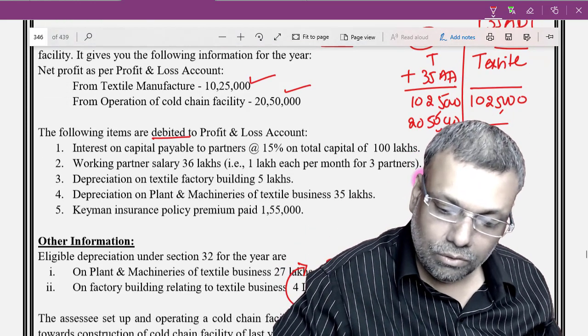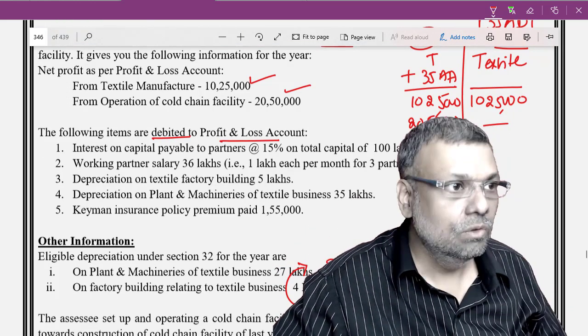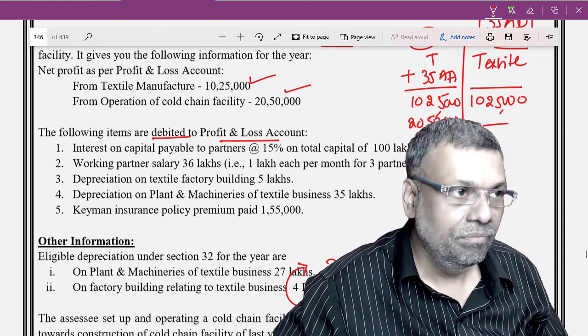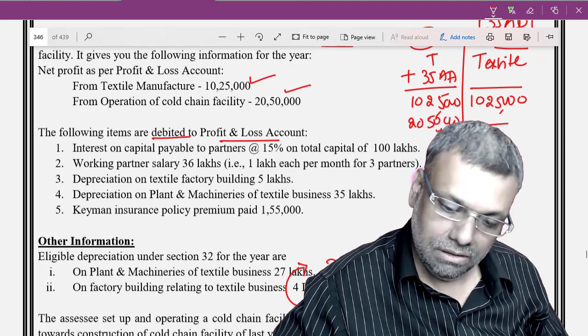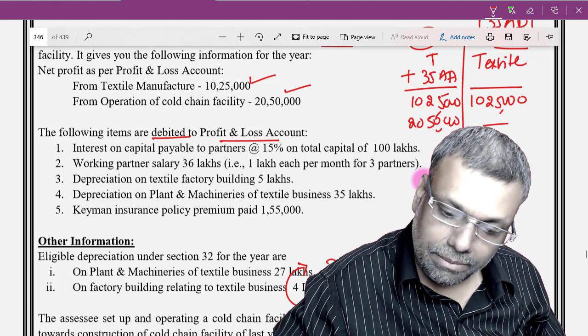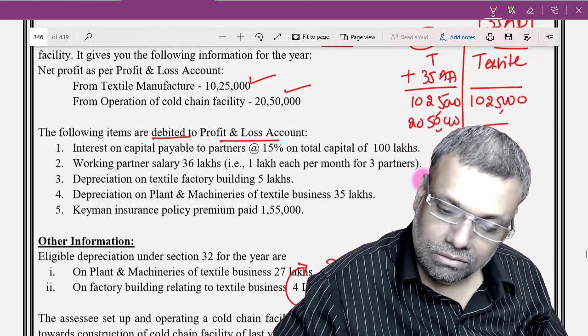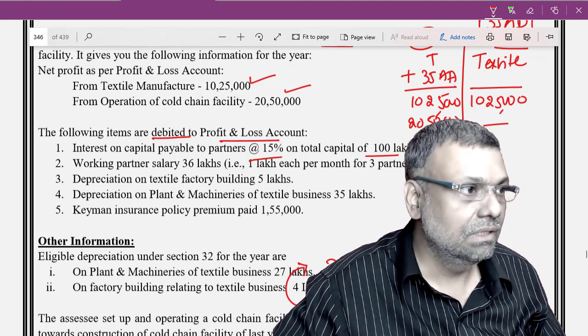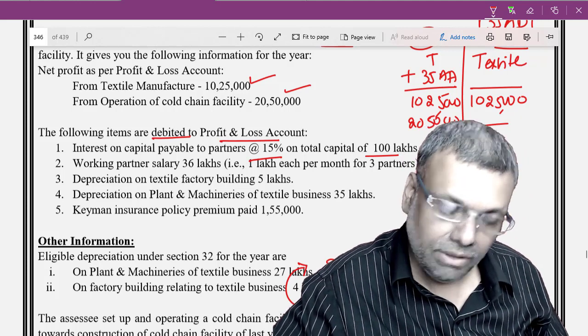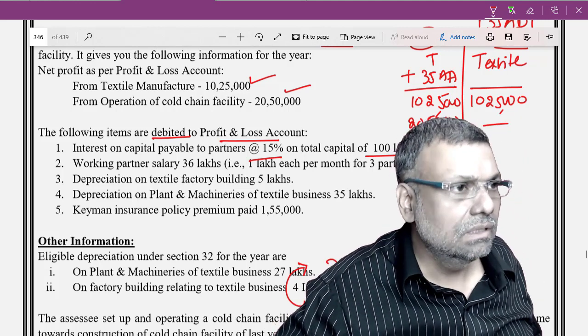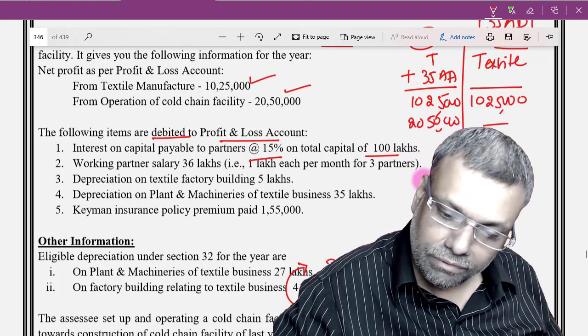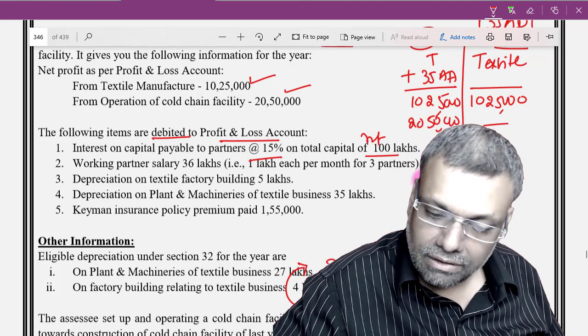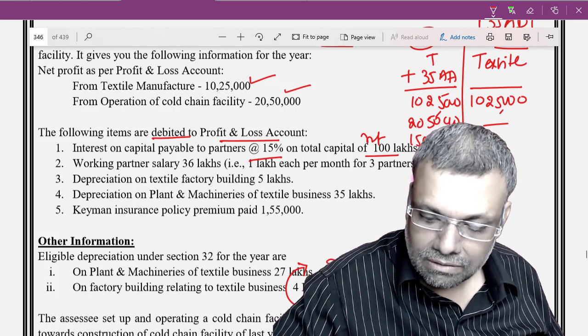Following items have been debited to the profit and loss. So interest on capital, payable on 100 lakhs at 15%. So that is already debited. So how much is the total interest coming to? 15 lakhs. Interest add 15 lakhs.